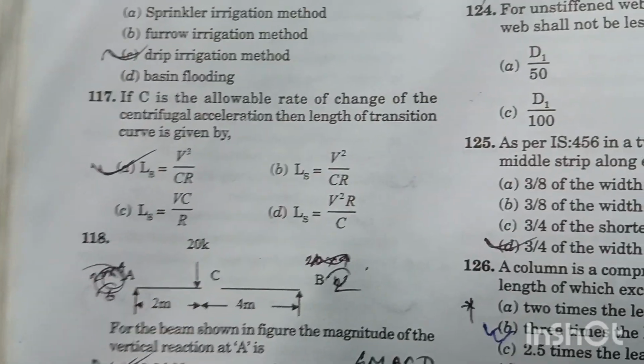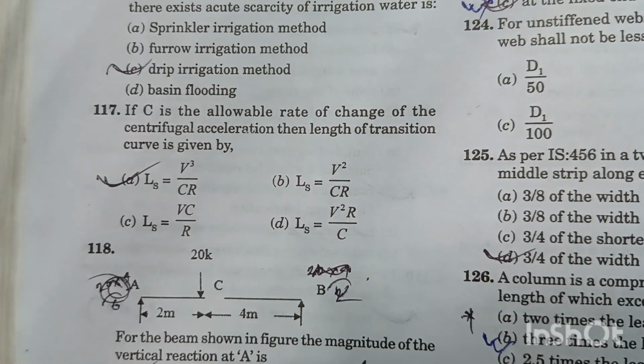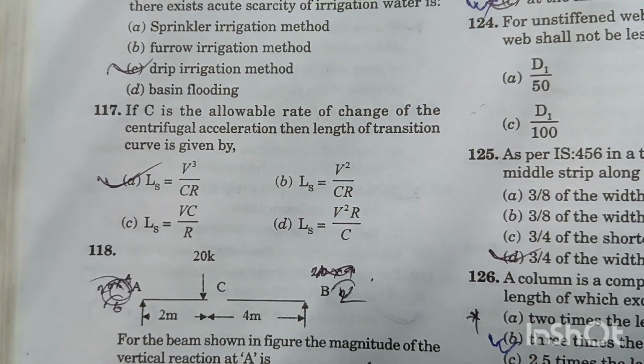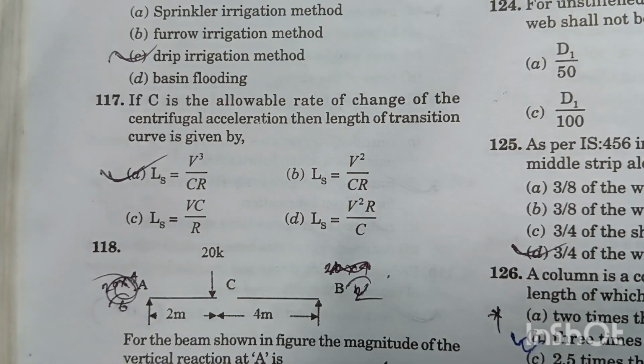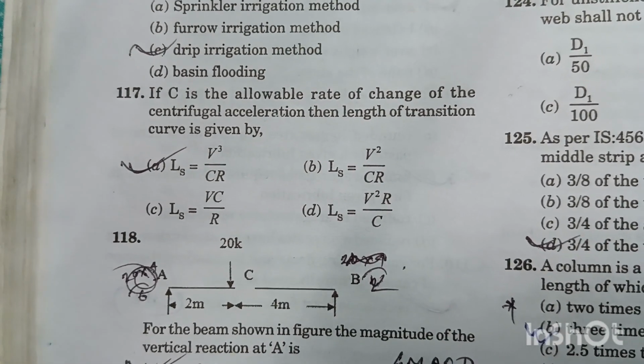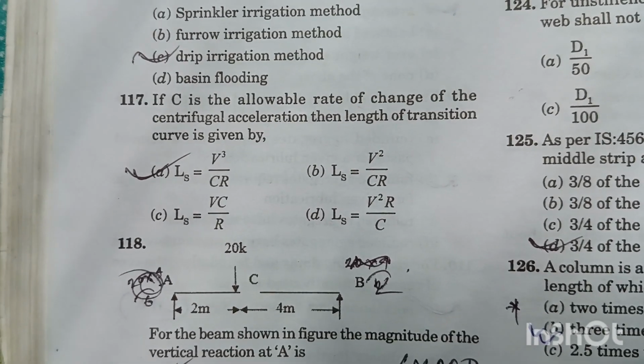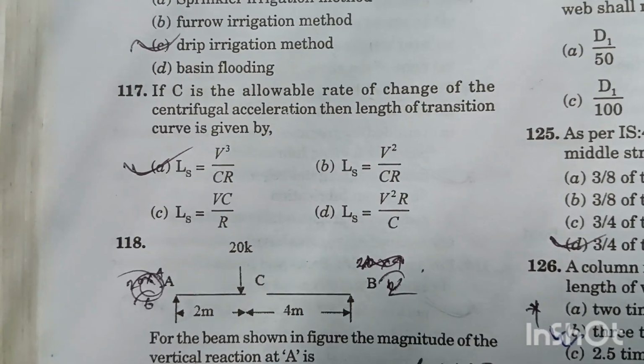Question number 117. If capital C is the allowable rate of change of centrifugal acceleration, then length of transition curve is given by Ls equal to V cube by CR. Option A is the right answer, where V is the velocity of the vehicle in kilometer per hour and R is the radius of the curve in meter.